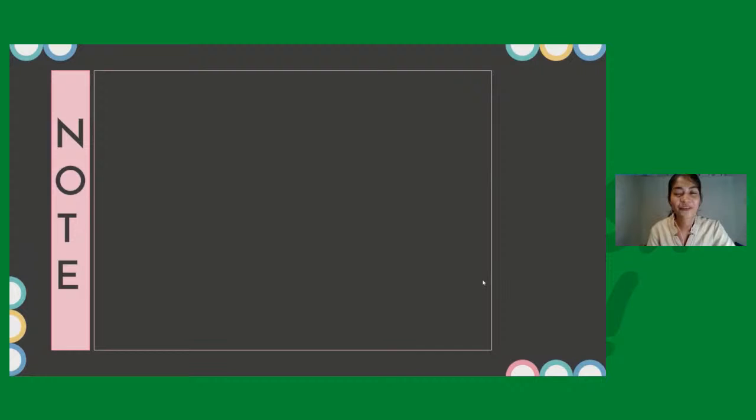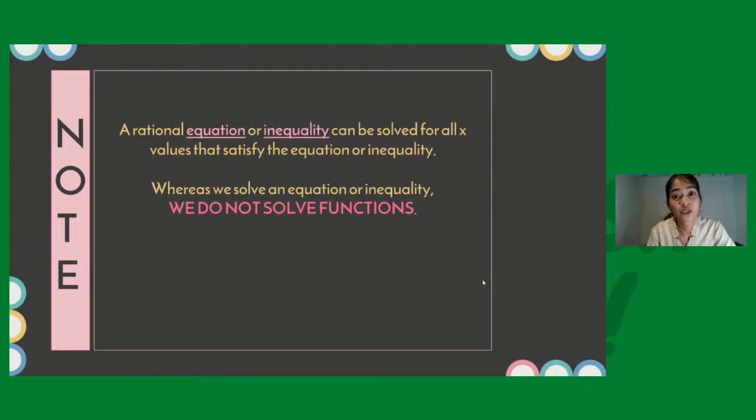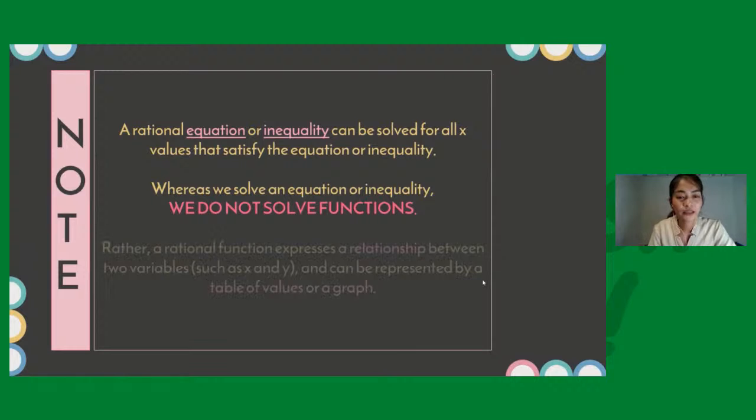Again, now that we have refreshed your knowledge about polynomials, we are now ready to tackle more about rational functions. Note that a rational equation or inequality can be solved for all x values that satisfy the equation or inequality. However, even though we can solve rational equations and inequalities as what we have discussed last session, in rational functions, we do not usually solve this.